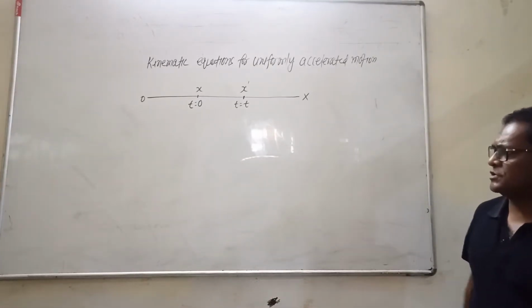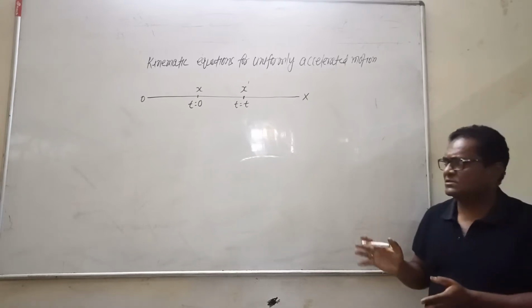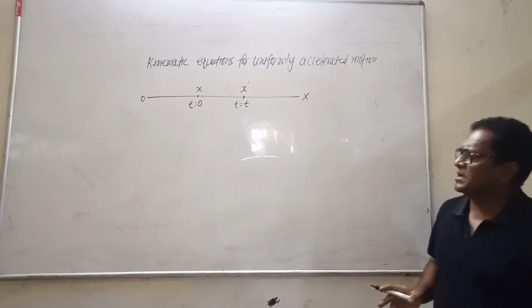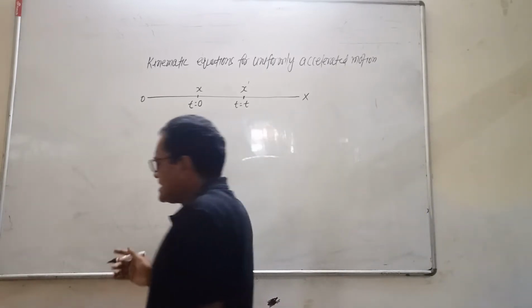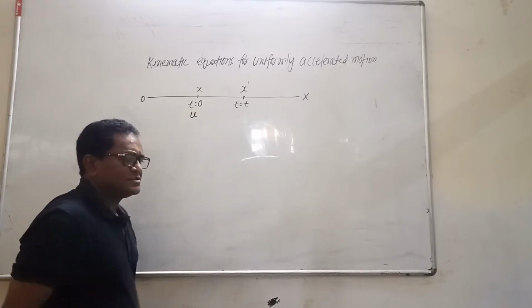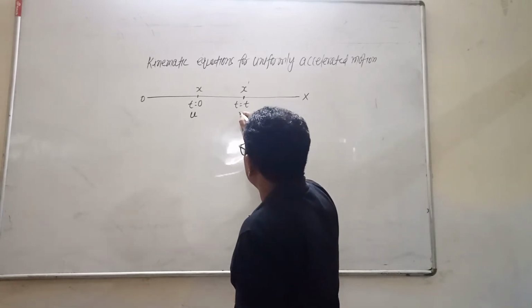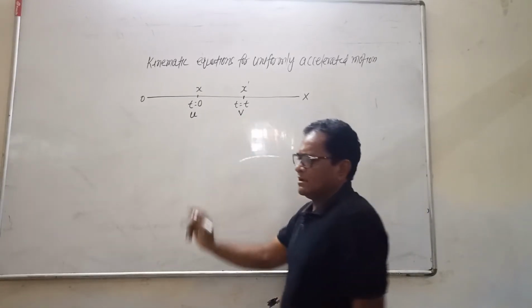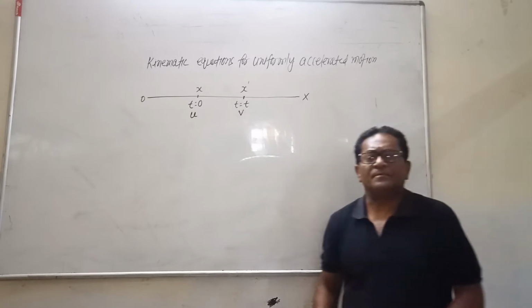At t equals 0, the position of the body is x. At time t equals t, its position is x dash. At time t equals 0, the body has initial velocity u, and at time t equals t, it reaches final velocity v.